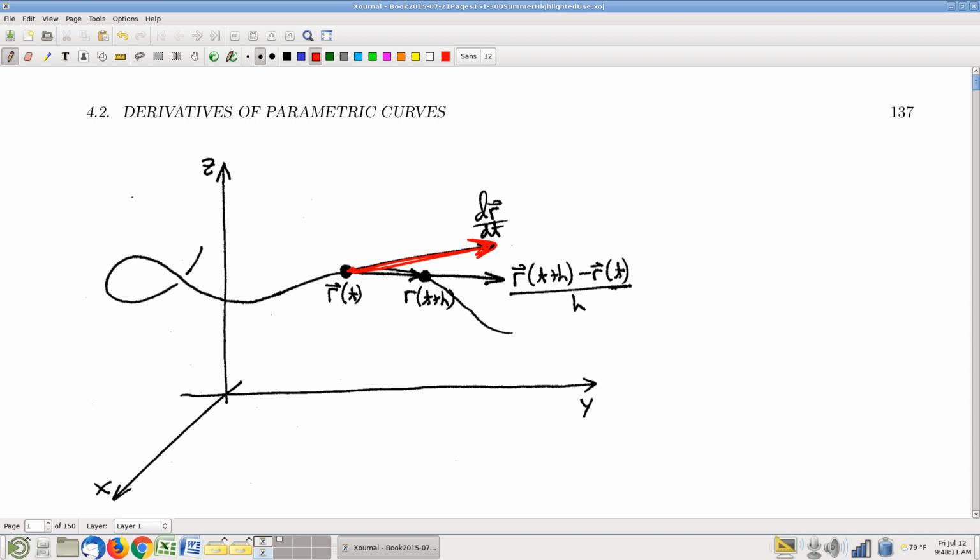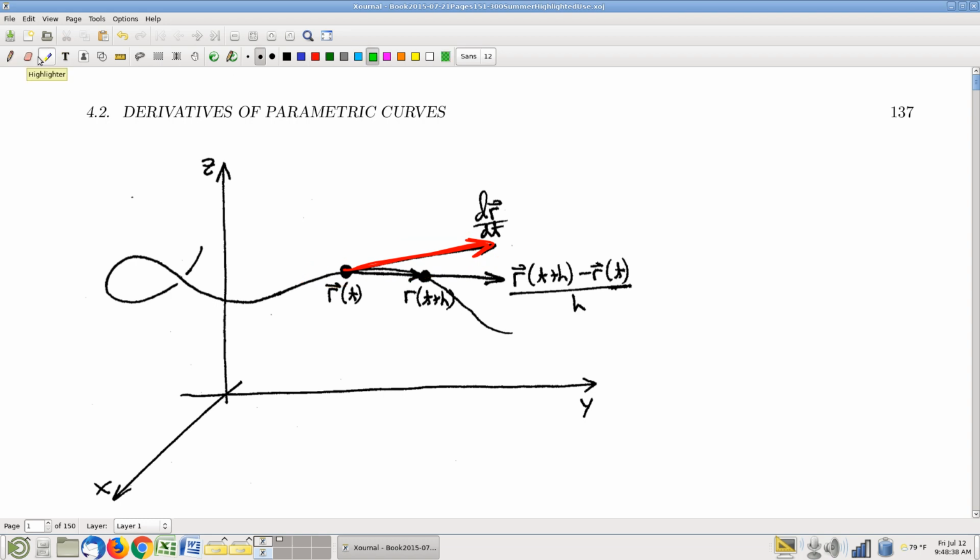How are we doing? Everybody on board? Everybody believe it? Okay. All right. So in the limit, if you look at the limit of that expression as h approaches 0, what you get is a tangent vector to the parametric curve. And now, let's think about that tangent vector. What can I say about the magnitude of that tangent vector?